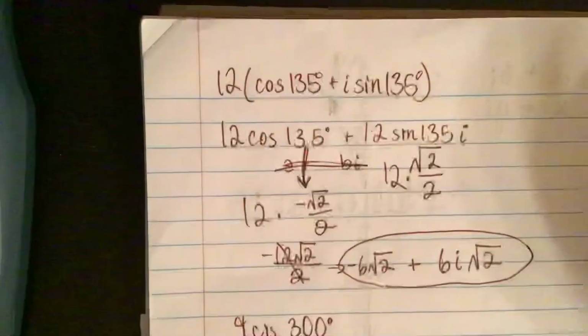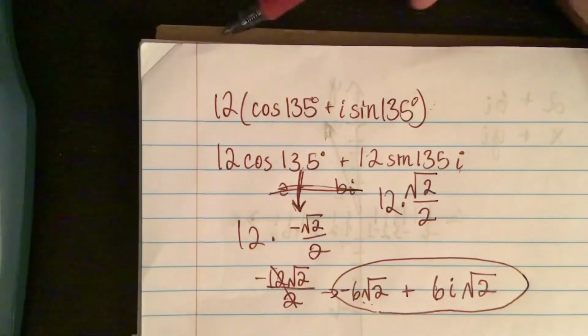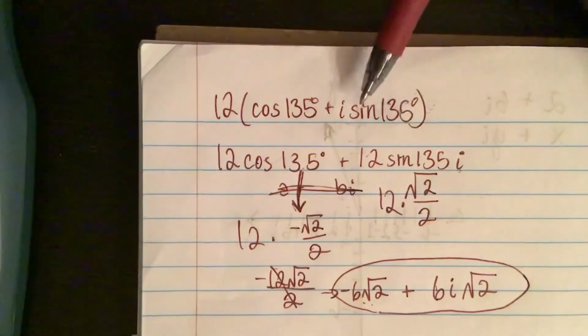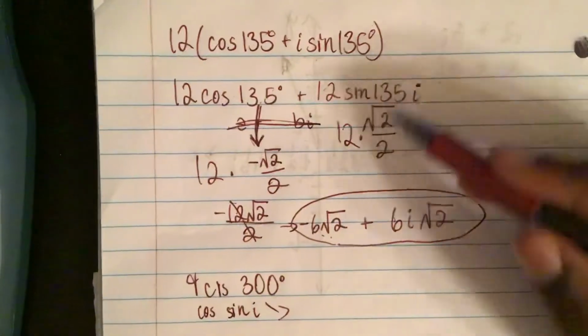Or actually, we're going to do the same thing. It's just going to look a little bit different. So what we did up here was take a number and put it into rectangular form. As you can see, cosine, sine I. When you see cis like this, it means cosine and sine times I. Okay?